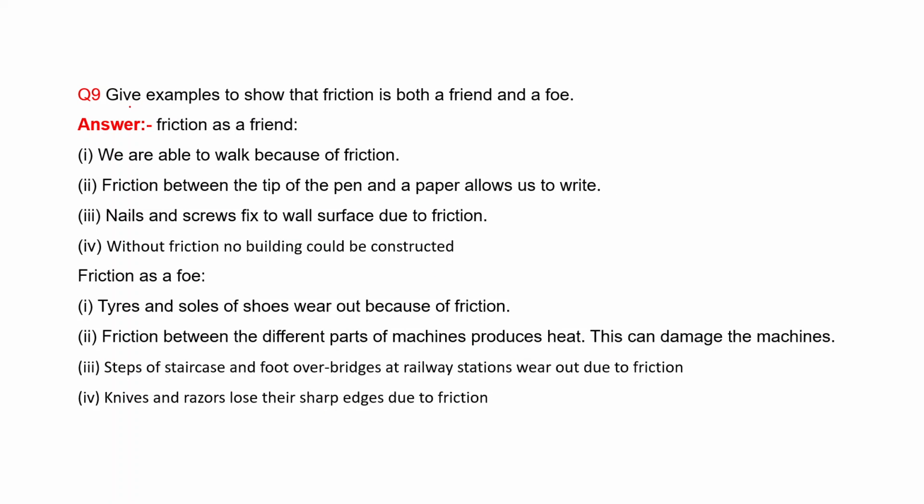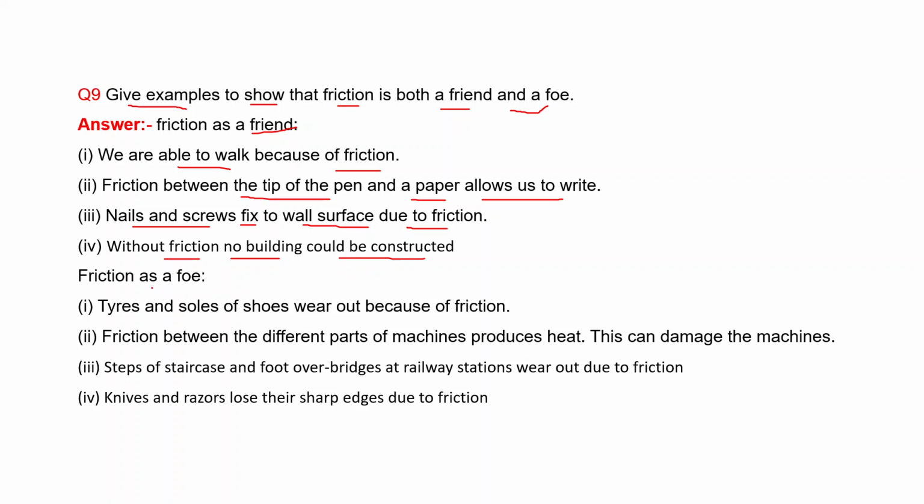Next question. Give examples to show that friction is both a friend and a foe. Number of examples are there. Some of them I have written here. As a friend, we are able to walk because of friction. Friction between the tip of the pen and the paper allows us to write. Nails and screws are fixed to the wall surface due to friction. Without friction, no building could be constructed. Dear student, you can also write your own examples.